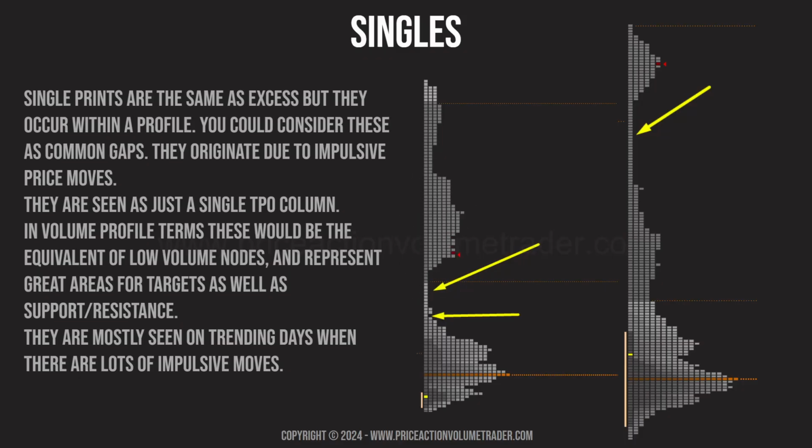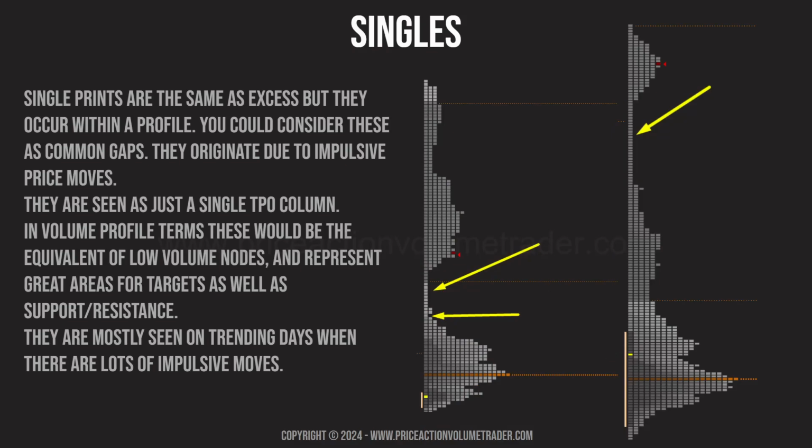inside of the TPO profile, because obviously if we have singles on the edges, that's what we would call excess tails. When we talk about singles, we're looking for single TPO period prints inside of the profile. In volume profile terms, this will be the equivalent of what we talked about of low volume nodes. So in this case, we have these nodes right here, and this will be what we would call a low volume node area.